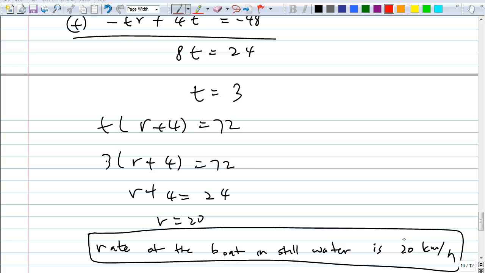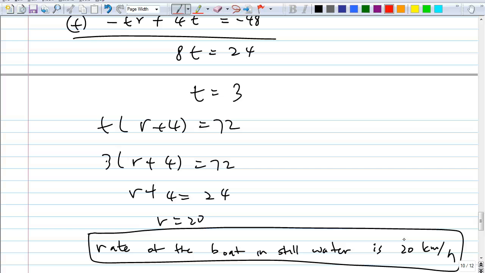Any question? So this one is a little bit different, but you get the idea. Whenever you get a system where you have 2 variables multiplying together, you want to get rid of that one, okay? Because if you don't, it doesn't really help you. You end up with another equation with 2 variables. That's not good.